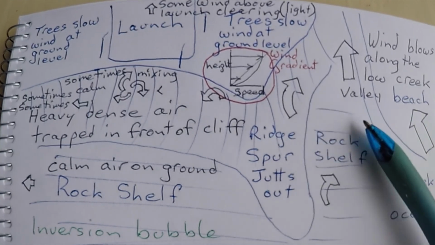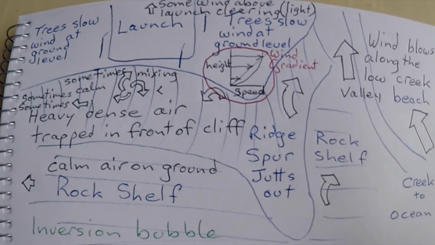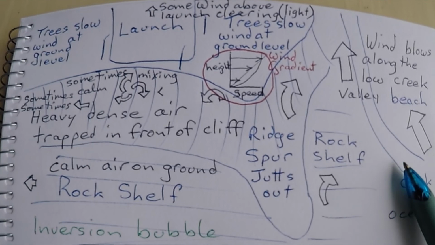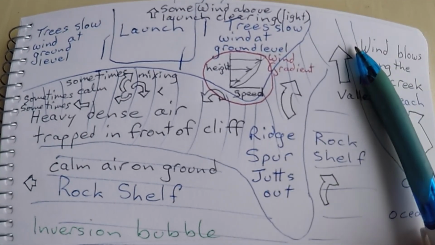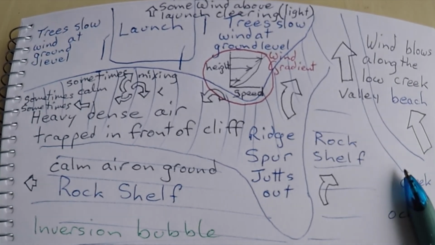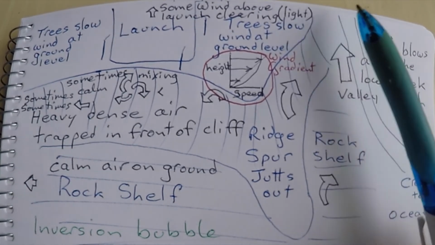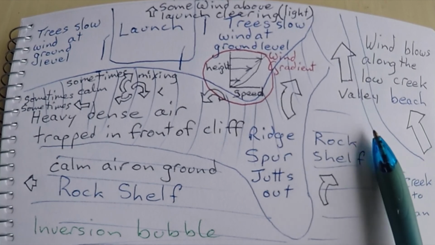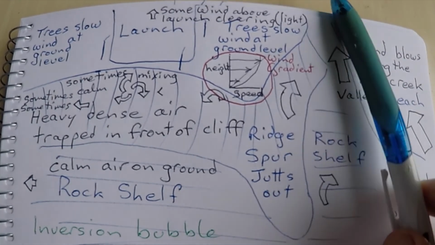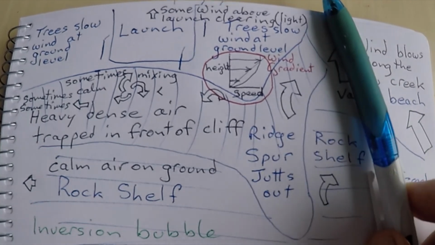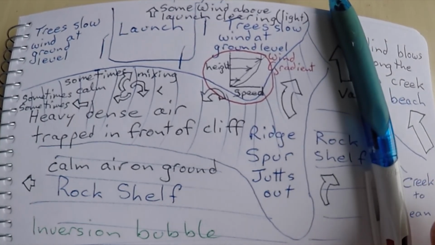To this side of the rock shelf and further up the beach, there can be a wind blowing up that creek, which can catch people out. Because there's no cliff there and the creek is there, it allows the bubble to escape. So sometimes there's no bubble where the creek is, so the wind may be blowing up that creek.